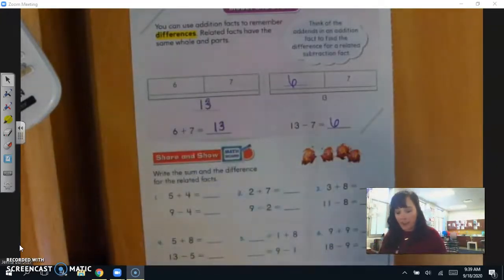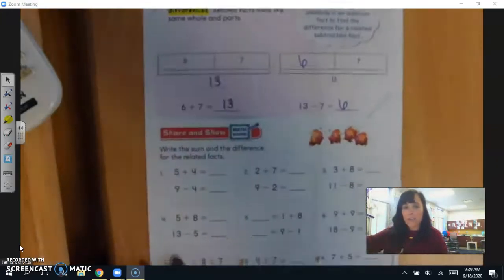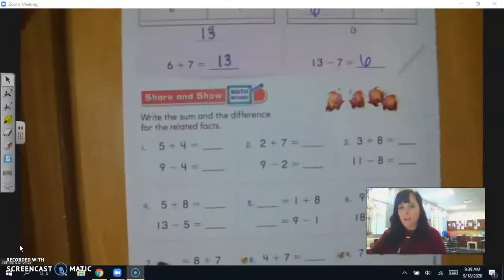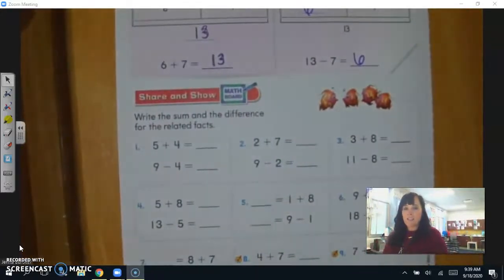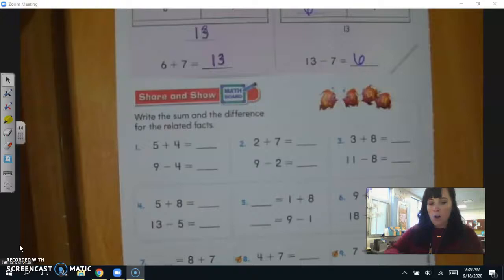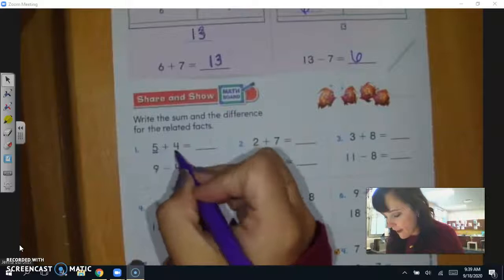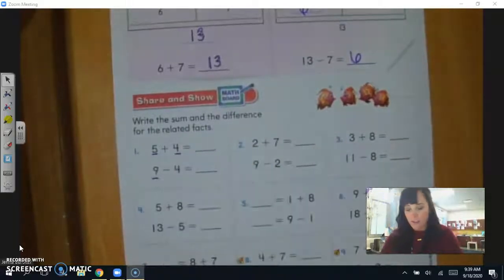So today we're going to be doing fact families. So if we come down here, let's do number 1. Number 1 says, write the sum and difference for the related facts. So this time our fact family is going to be 5, 4, and 9. Look, 5, 4, and 9. That's our fact family. Those are all of our numbers that we're going to need.